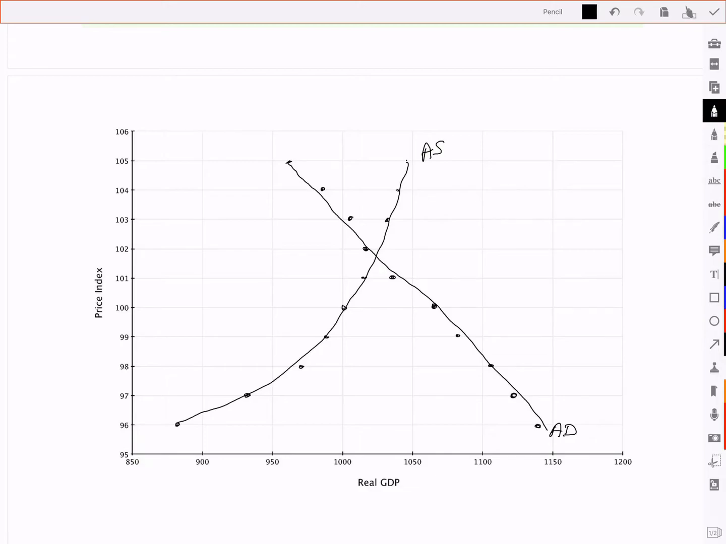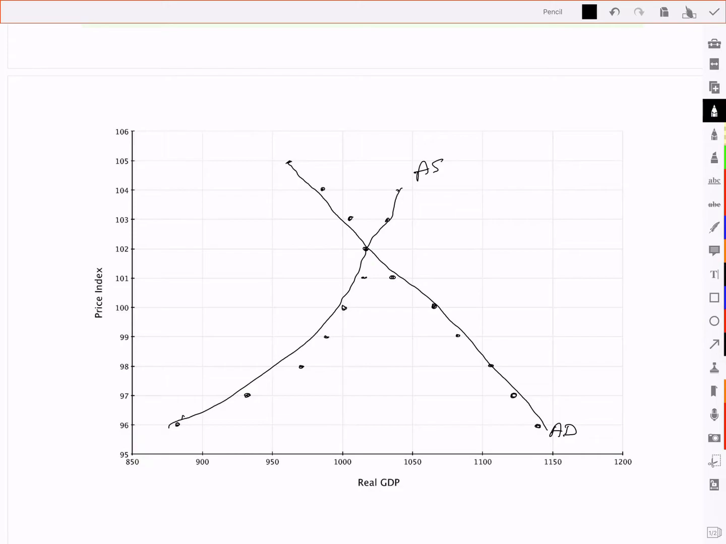All right. Oh, I think I screwed up on this graph here. Let me go back in time a bit here. 102. Oh, there we go. Okay.